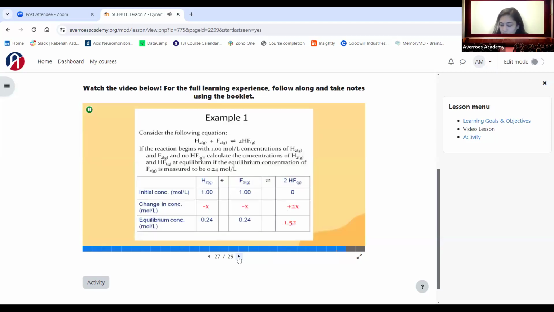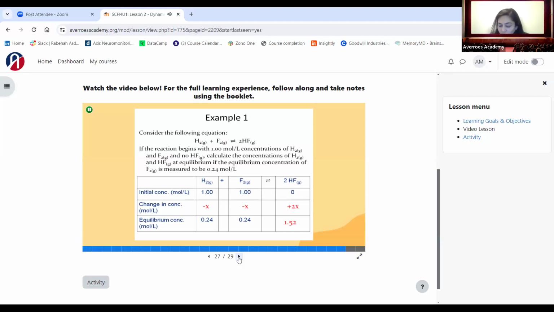Let's look at an example of calculating our concentrations at equilibrium. Consider the following equation: H2 plus F2 yields 2HF. If the reaction begins with 1 mole per liter concentration of hydrogen gas and fluorine gas, and no concentration of hydrogen fluoride, or products, calculate the concentrations of hydrogen gas and hydrogen fluoride gas at equilibrium, if the equilibrium concentration of fluorine gas is measured to be 0.24 mole per liter.